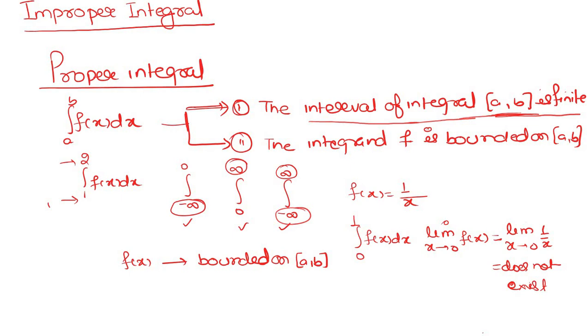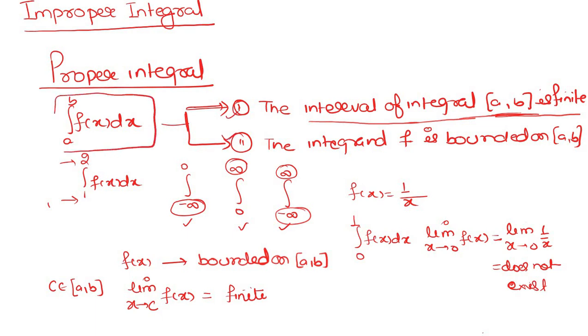This is the second condition. So what does it mean? It means whenever we take the limit as x tends to c of f(x), where c belongs to the closed interval a to b, this limit should be finite. So if any integral a to b satisfies these two conditions, then we can say that the integral a to b f(x) dx is a proper integral.